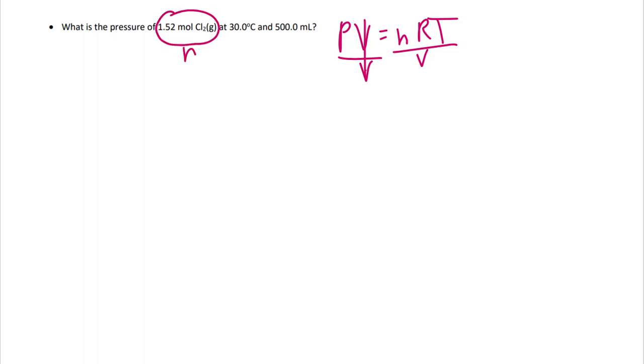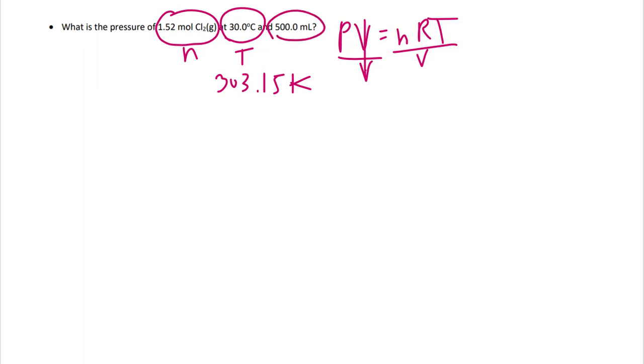All right, let's try another practice problem. This one wants to know the pressure. So again, if we use PV equals nRT to solve for pressure, we got to get rid of volume. So we're given moles, which is N. We're given temperature. I got to convert it to Kelvin, so I'm going to do that right away. 30 plus 273.15. All right, so we did that conversion.